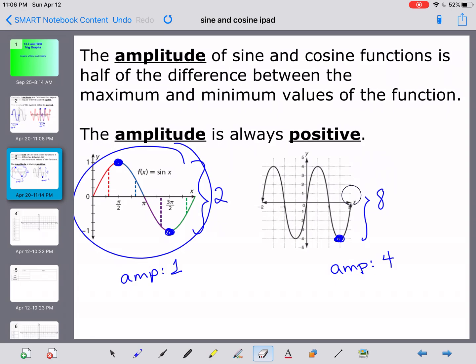The other way that I usually think about it is I find that middle line where it starts to reflect itself or repeat. And then I just say, okay, from this middle line to the top, that's 4. And from this middle line to the bottom, that's 4. My amplitude is 4. No matter how you think about it, just make sure you understand how to find amplitude.